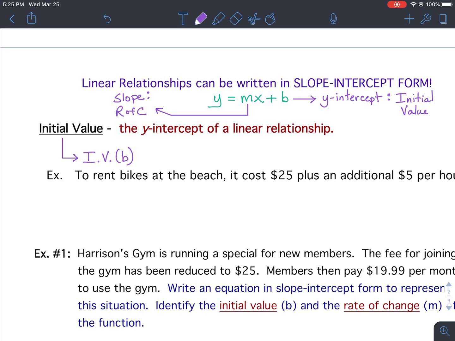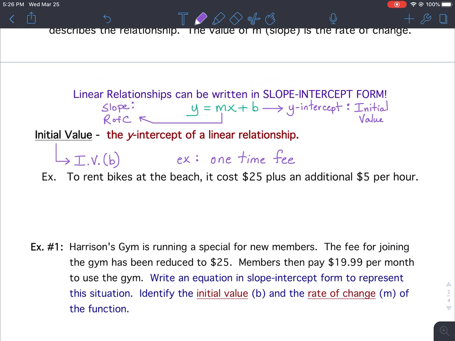And an example of initial value, in these problems, is going to be any time that there's a one-time fee. So if we get a problem and they tell you there was a one-time fee of this and then a fee of something per something, that one-time fee, that's your initial value. So let's do an example.